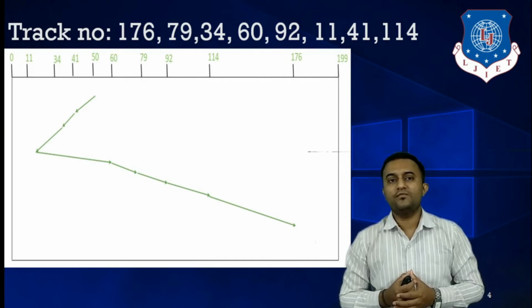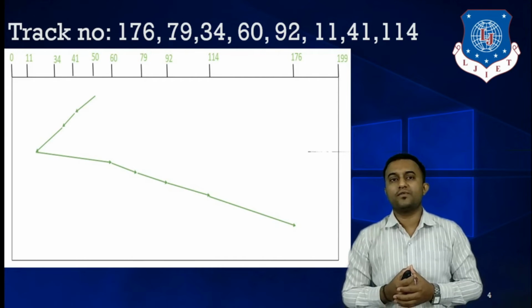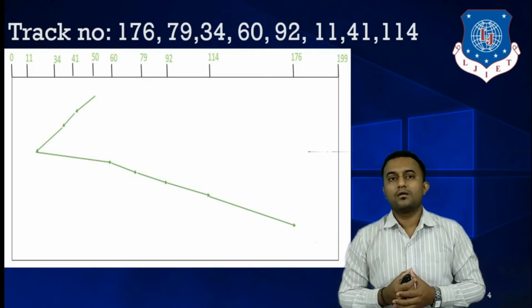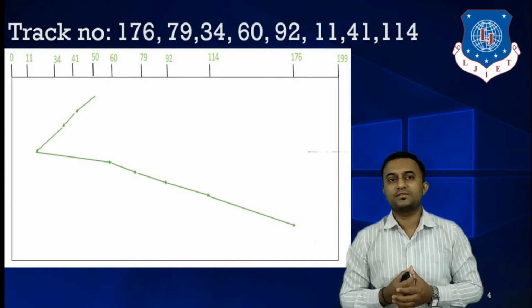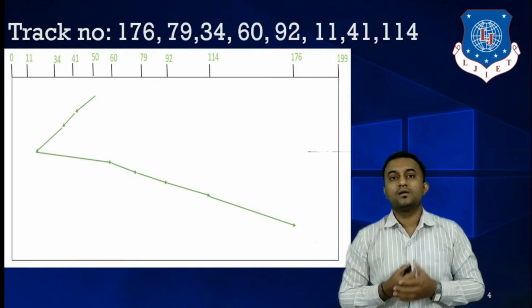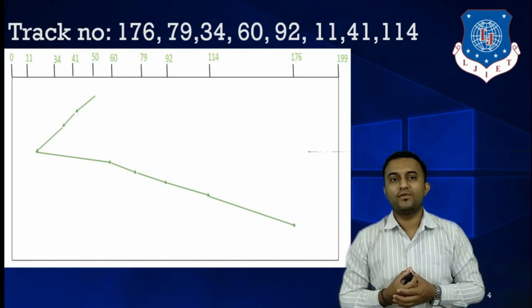If you subtract 11 from 60, definitely it is the smallest difference compared to the others. 60 minus 11 is the smallest in this case, so 60 will be considered. Then the next request to be fulfilled by this algorithm? Again the same logic is applied.